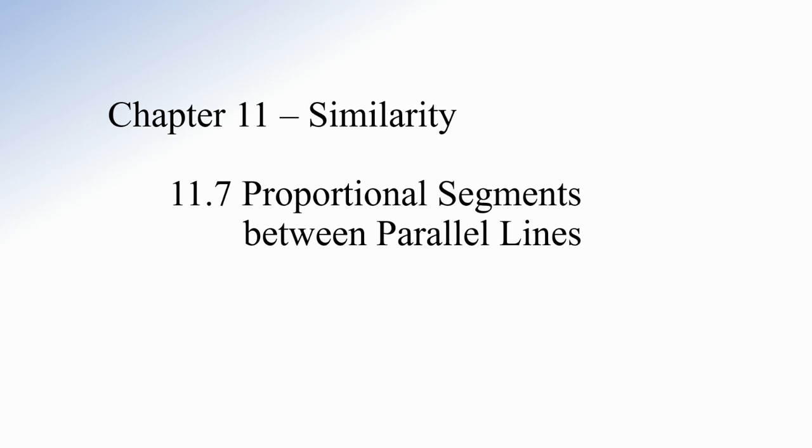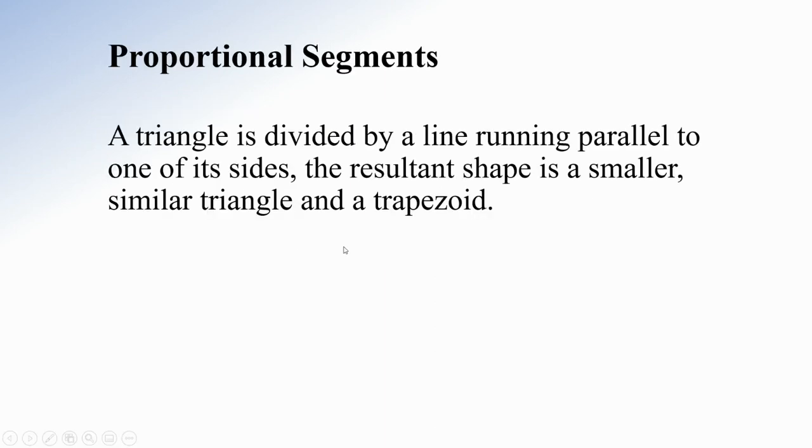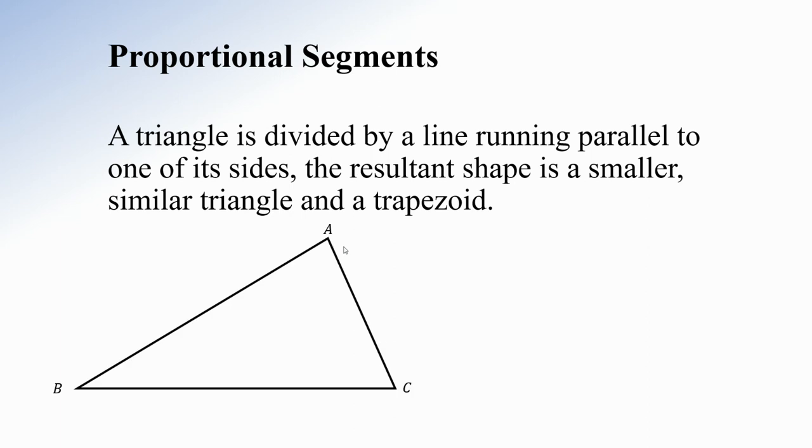In this slideshow, we're going to look at how parallel lines can split up similar shapes, making proportional segments. The situation arises when we have a triangle that is divided by lines that run parallel to one of the sides and give rise to a smaller similar triangle and one or more trapezoids. So if we have triangle ABC like this, and we split it with a line XY, where XY runs parallel to BC, you can see that we have a smaller triangle AXY and a trapezoid BXYC.